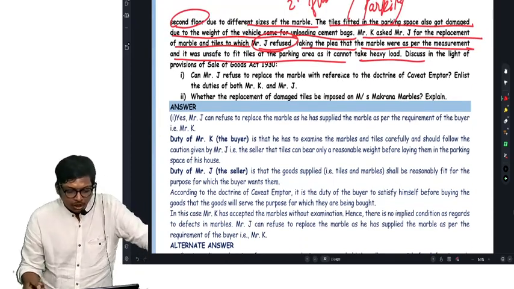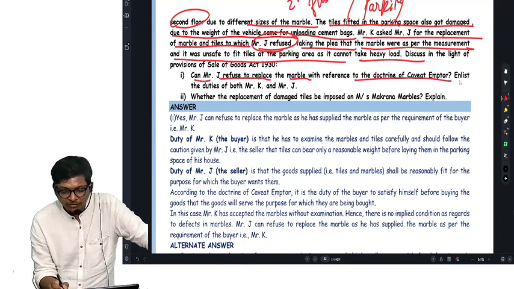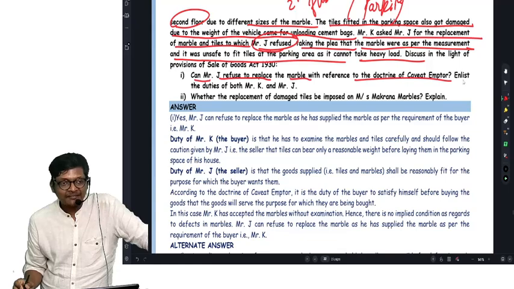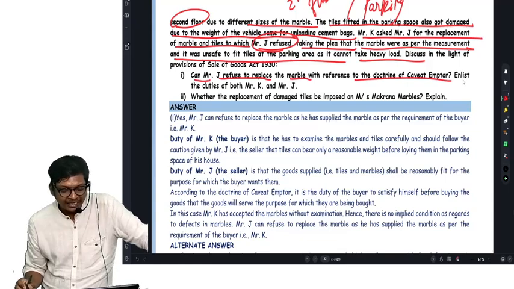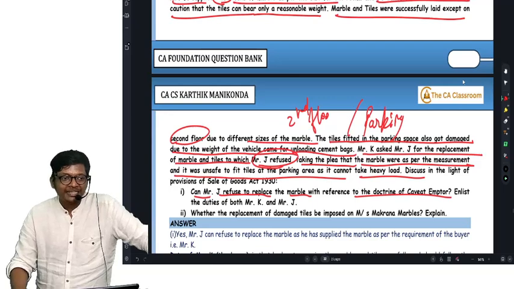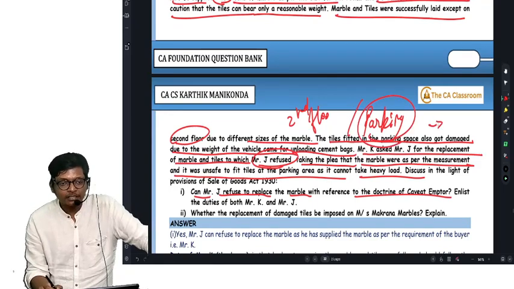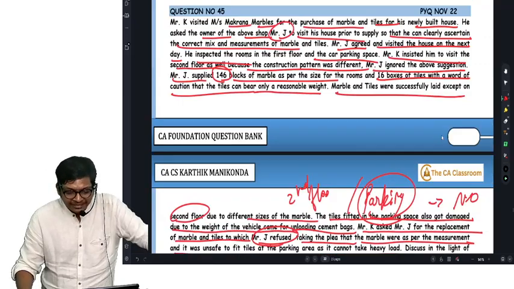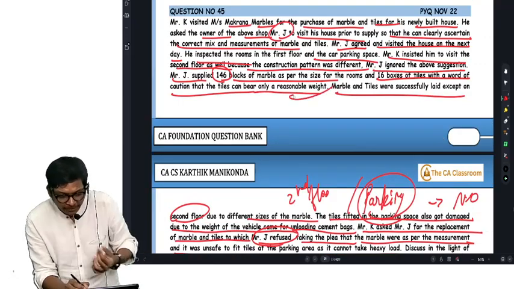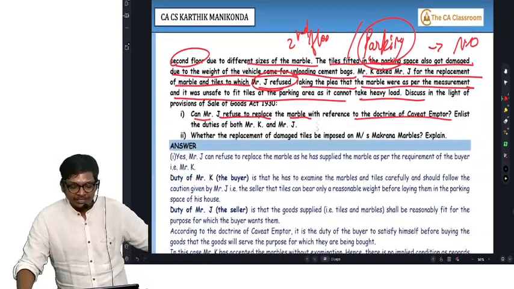Okay, first question: can J refuse to replace the marble with reference to the doctrine of caveat emptor, and the duties of both K and J? You tell the common sense answer first. Can I get replacement for the second floor? Yes. Can I get replacement for parking? No, because he has clearly said that for parking you can only bear reasonable weight. Beyond that, you purchased a cement truck, you got a cement truck inside.